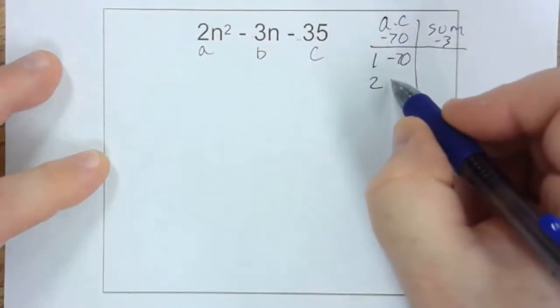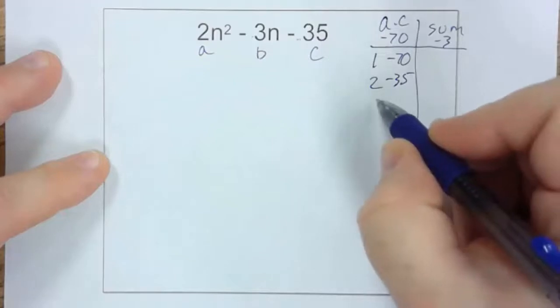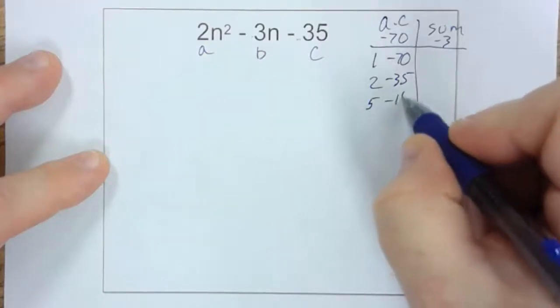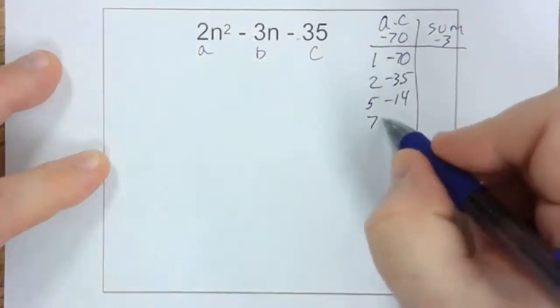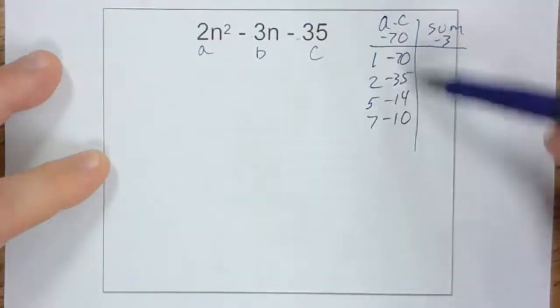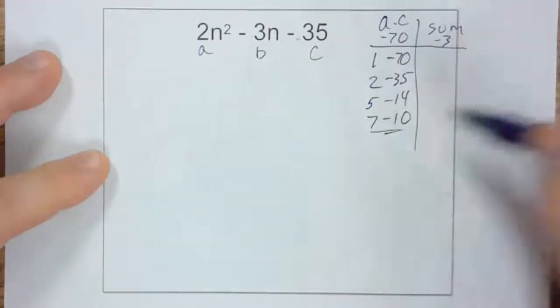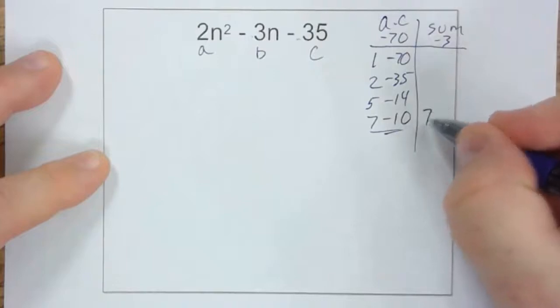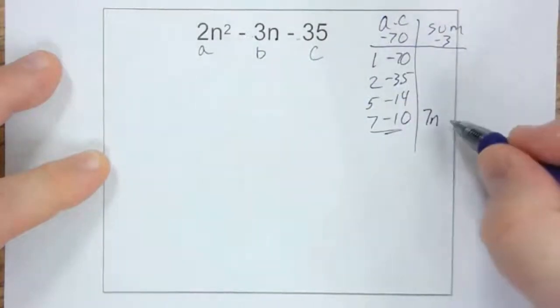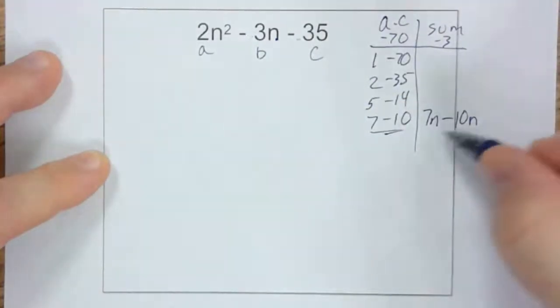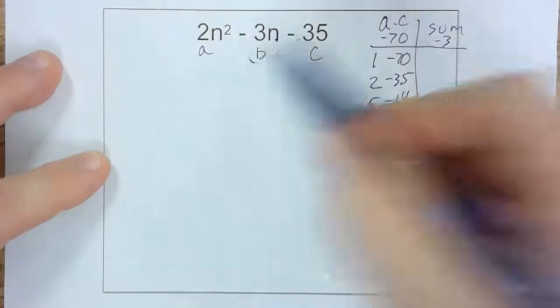2 and negative 35. Then I've got a 5 and a negative 14. And I can do a 7 and a negative 10. And which of these has a sum of negative 3? Well, clearly these. So I'm going to write that as 7n, because I have an n right here, minus 10n. And this right here is what I'm going to replace the b value with.